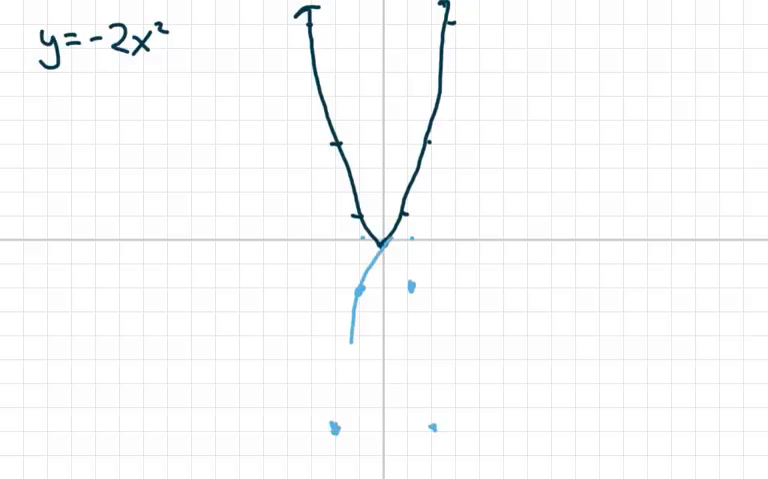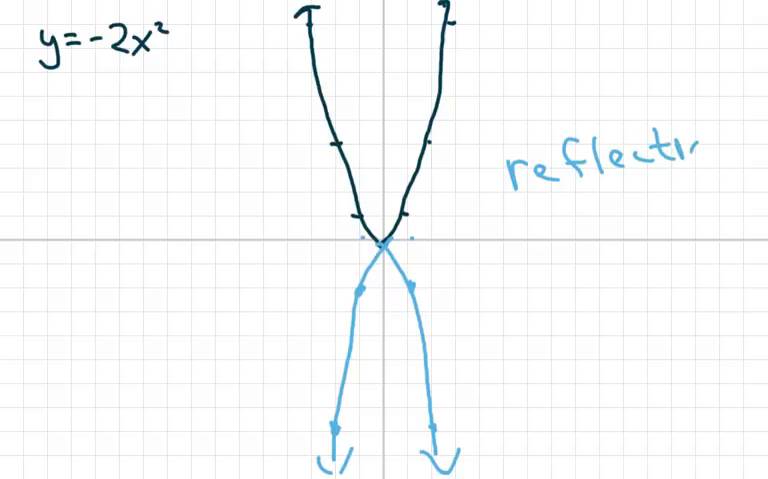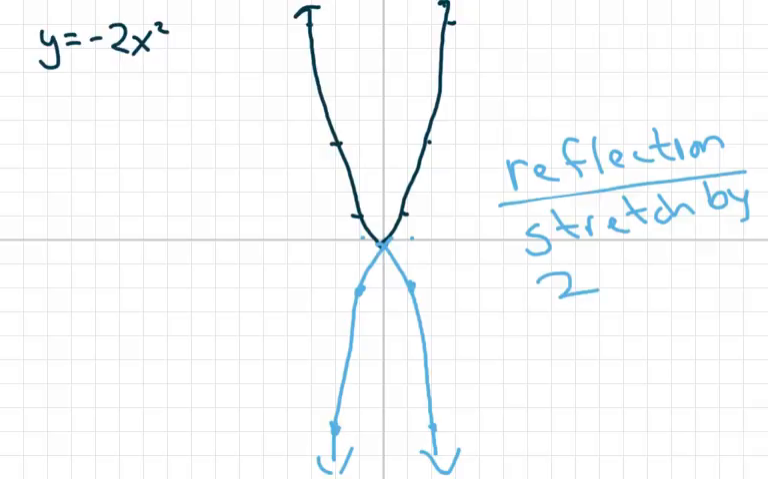So this goes shifted down. This gets stretched like this. So it's narrow in its reflection. So we had a reflection and a stretch by 2. Okay, so we had 2 things going on here.